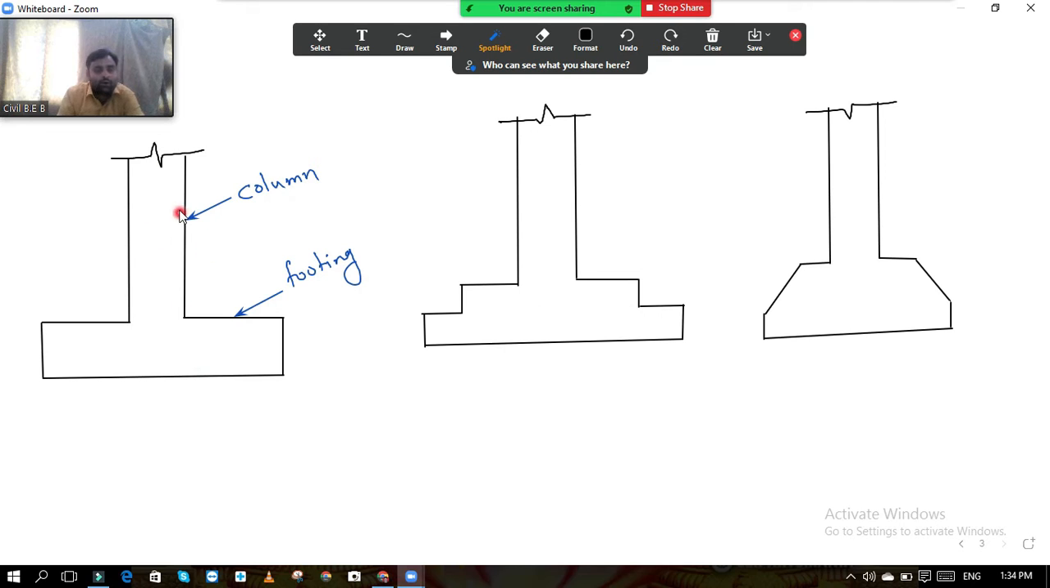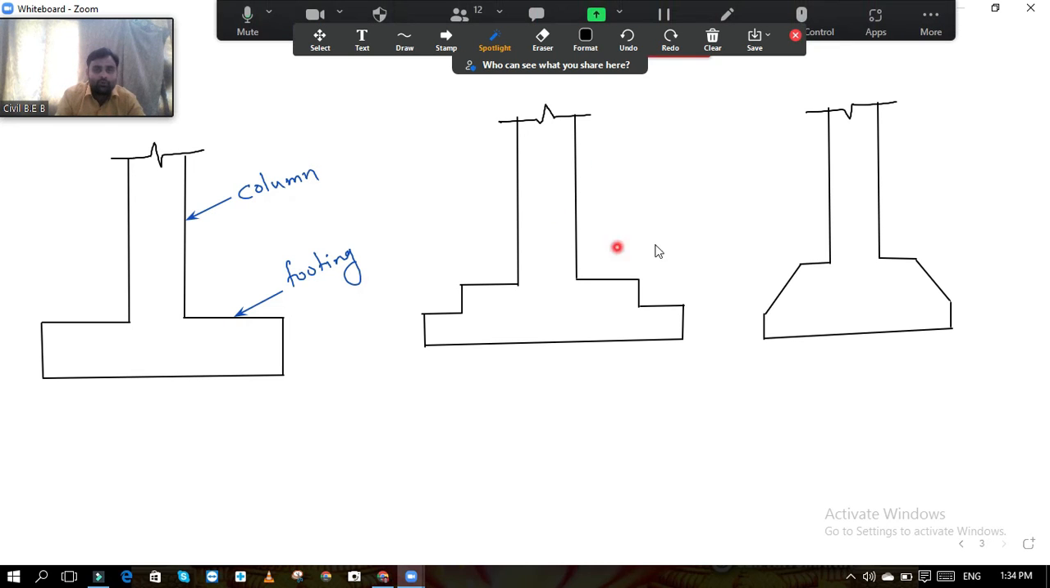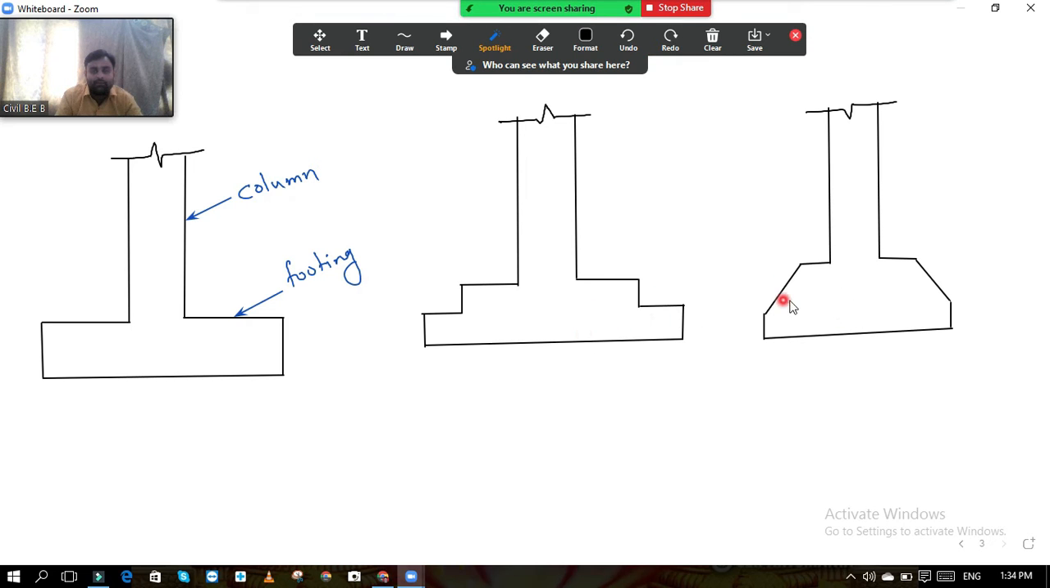This is a single column, and for a single column a separate footing is provided, so it is called an isolated footing. Its cross-section may be square, or it may be rectangular. Depending upon the cross-section, it is a square isolated footing or a rectangular isolated footing. These two which I have shown over here are not in our syllabus, so we are not going to see the design of these footings.